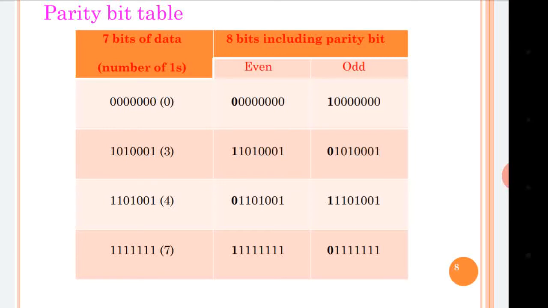And the last example indicates 7 ones. So in order to make it even parity data, I will add 1, and in order to make it odd parity data, I will add 0.